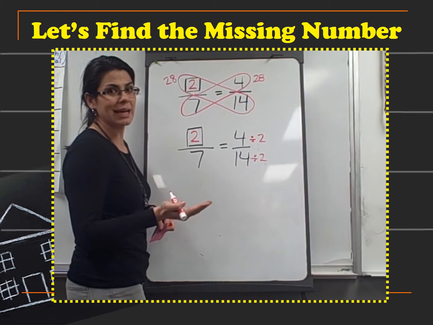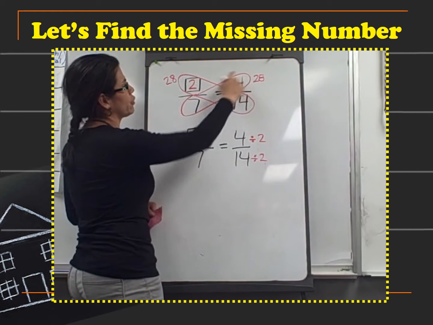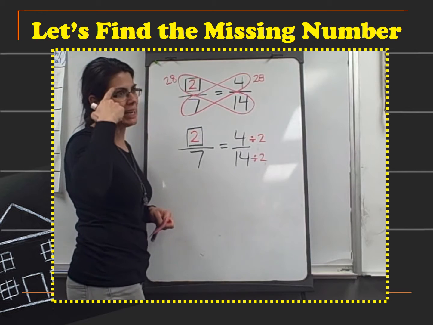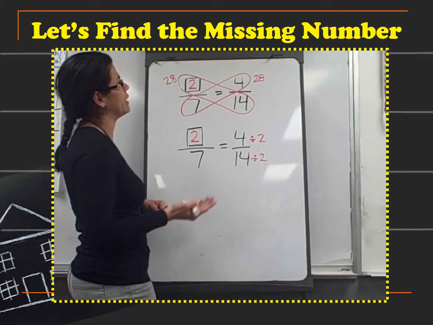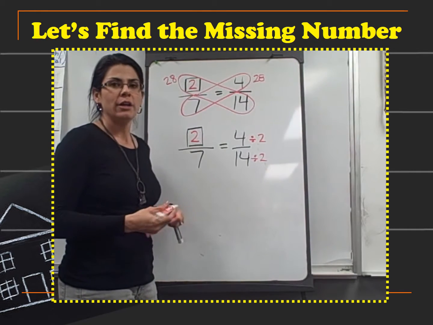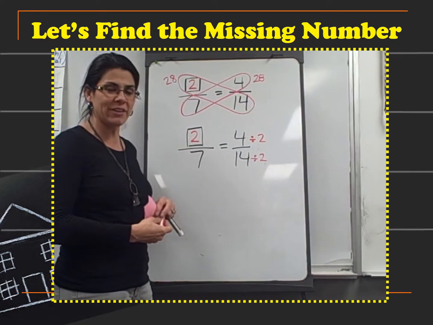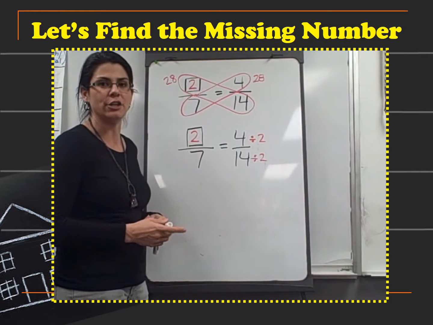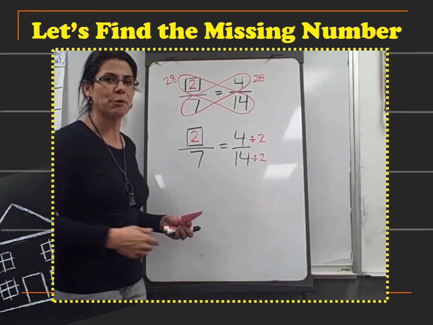Okay? So one last time, we have using cross products to think mental math to find the unknown number, or you can use multiplication or division to find the unknown number. All right? Let's practice.